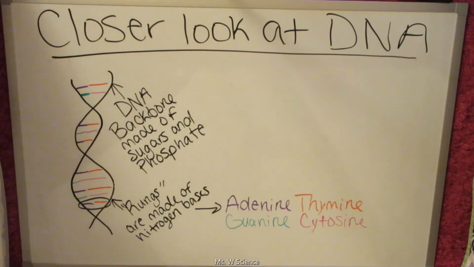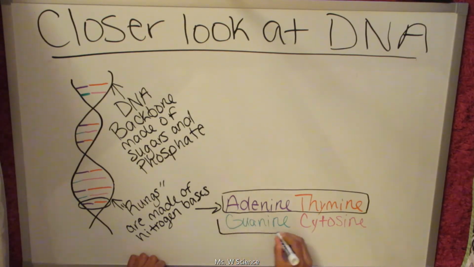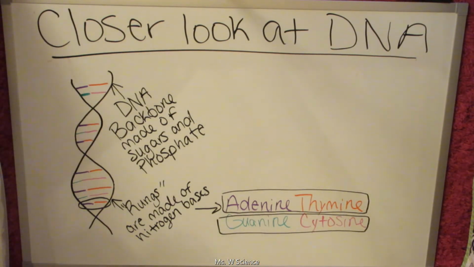I put them like this on purpose because adenine and thymine always connect to each other, and guanine and cytosine always connect to each other. The way that we like to write it is ATGC, for adenine, thymine, guanine, and cytosine. So A and T pair up together, and G and C always pair up together.